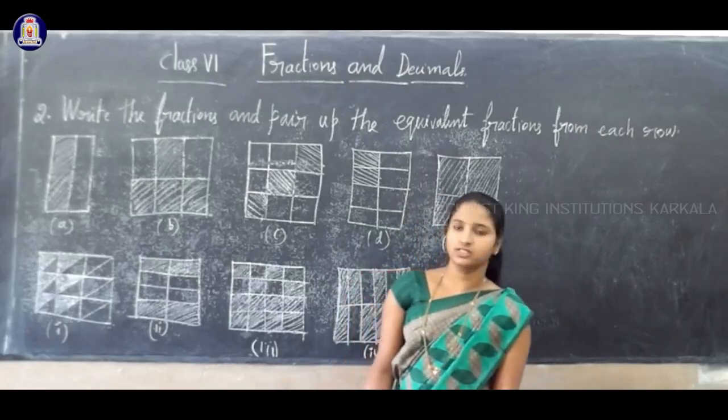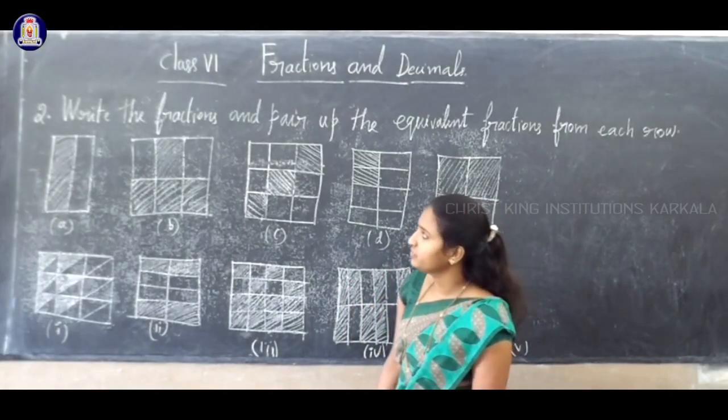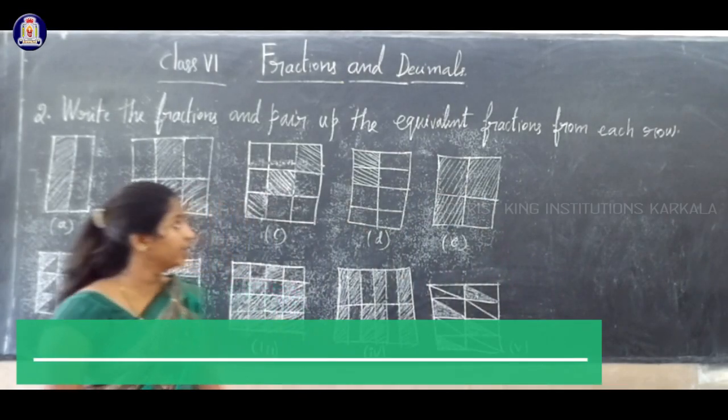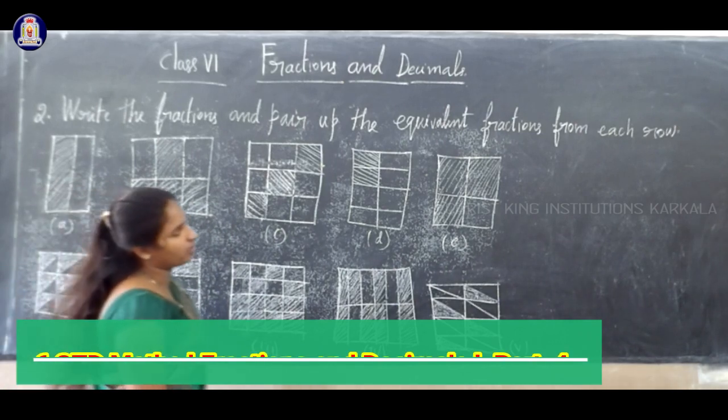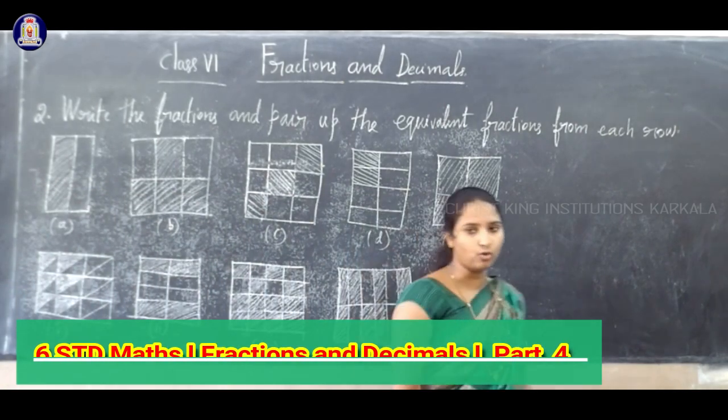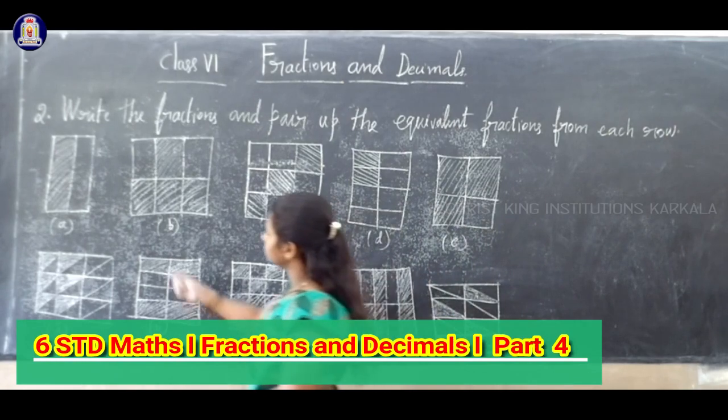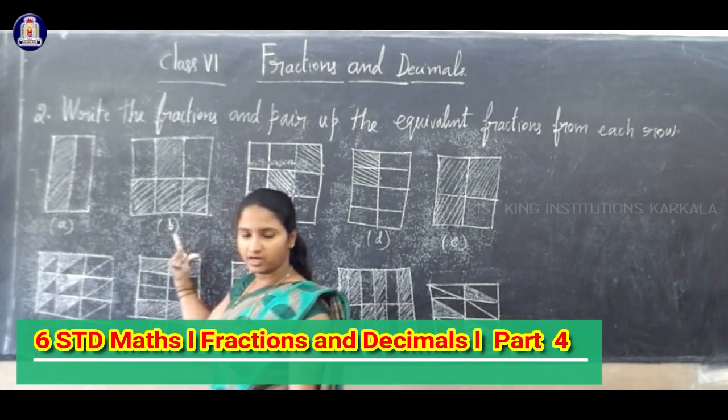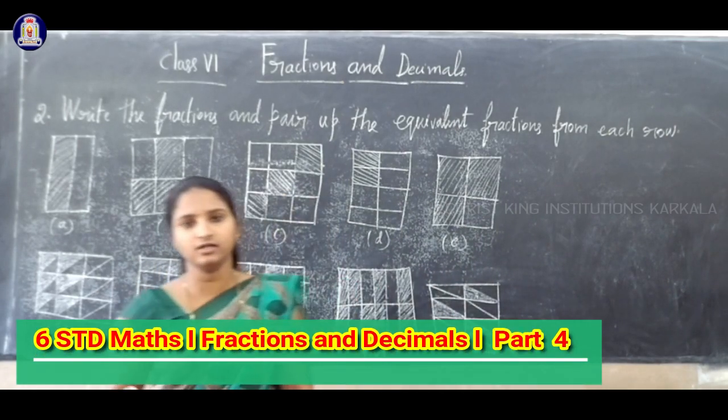The next question, fractions and decimals. Write the fractions and pair up the equivalent fractions from each row. What we have to do? For the given figure you must write the fraction. First you must write the fraction.